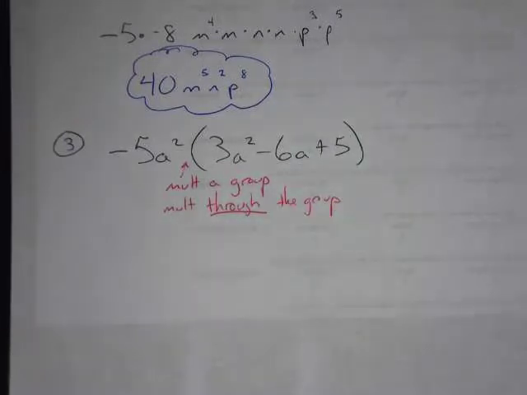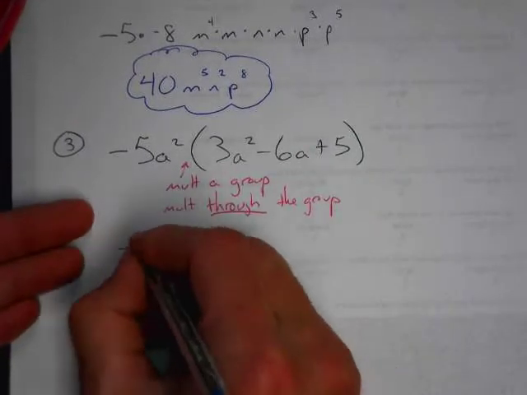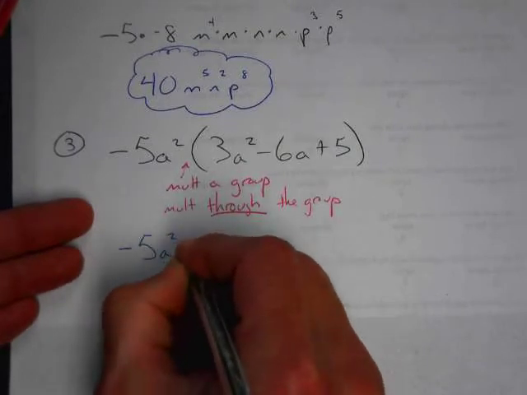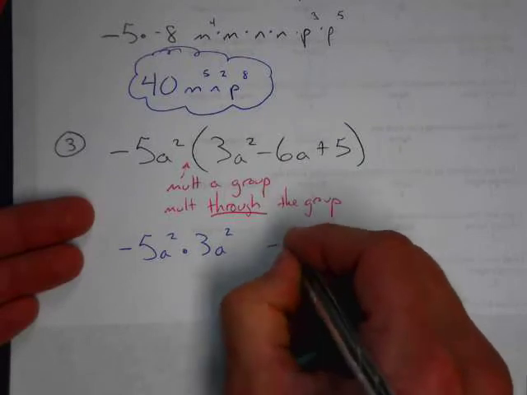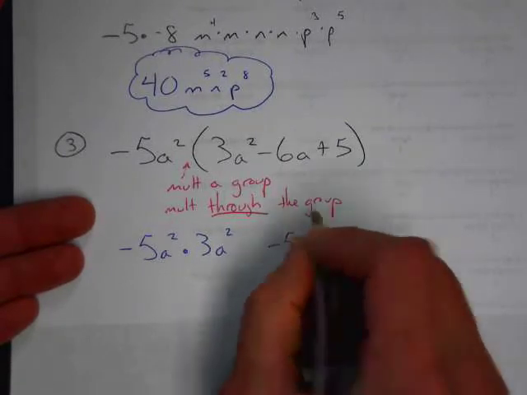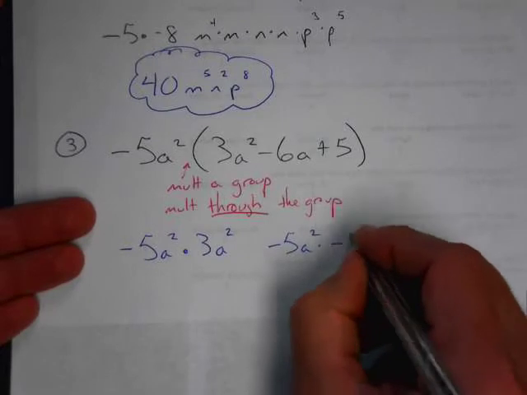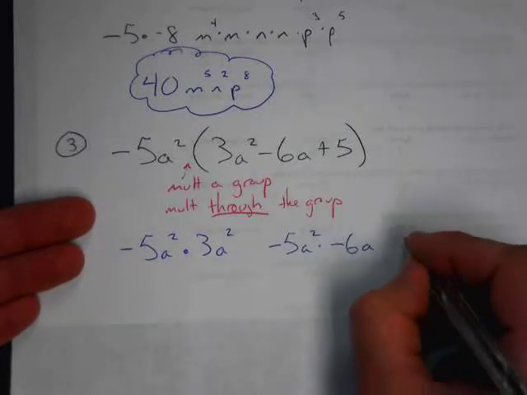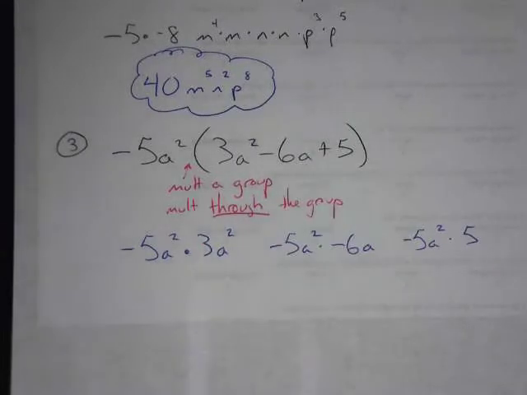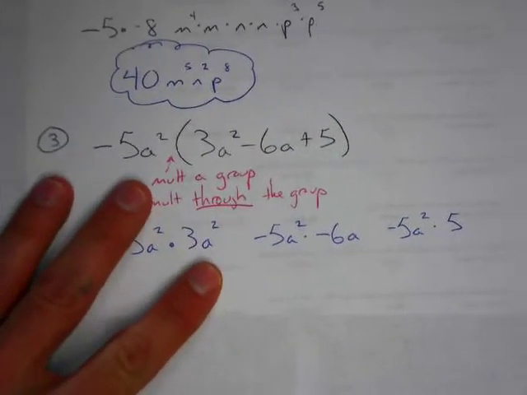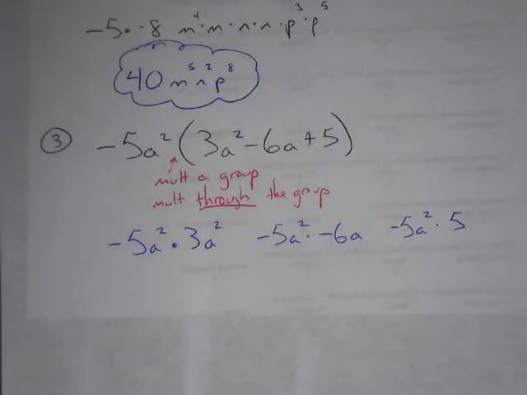And so what we would have on our hands then is negative 5a squared times 3a squared. Then we would have negative 5a squared times negative 6a. And then we would have negative 5a squared times a positive 5. Okay, so we can simply multiply through the group. If we're multiplying a group, we can multiply through the group. And I'm just demonstrating the distributive property.